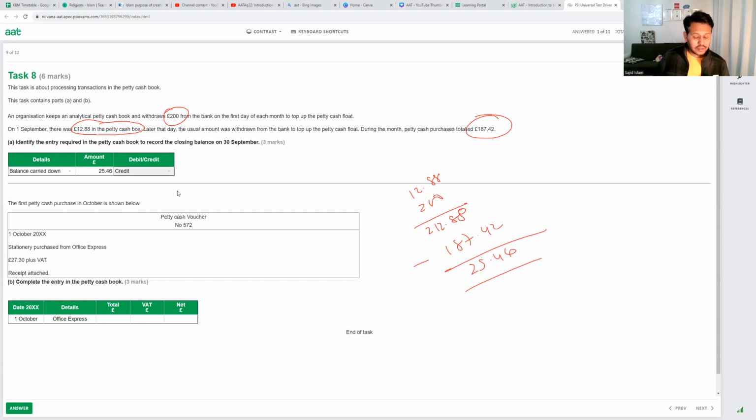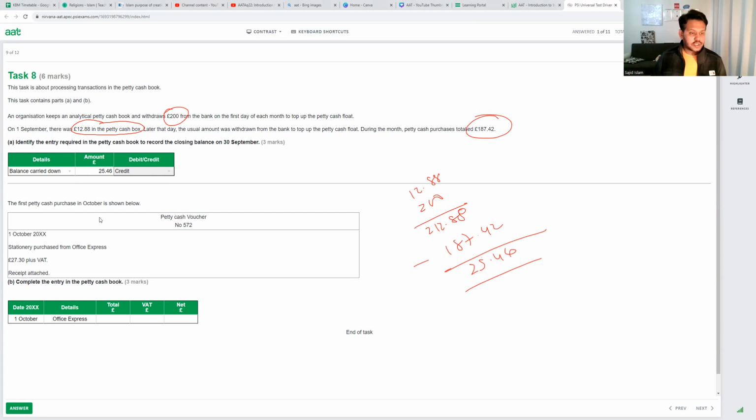Why is it a credit? Because it's on the credit side. Balance c/d on the petty cash book will always be on the credit side because the cash cannot go minus. On the debit side, how much money you have; on the credit side, after spending, how much remaining balance you have. So balance c/d will make it total, so both side totals will be equal. You know how to do your ledger account: debit and credit have to be equal always.